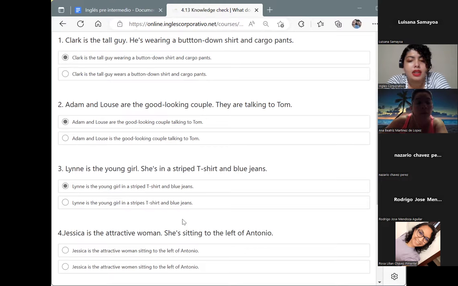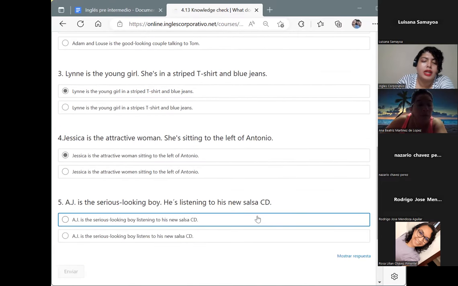She is sitting to the left of Antonio. Jessica is the attractive woman sitting to the left of Antonio. Number one, number two. Number one. Okay, and the last one.